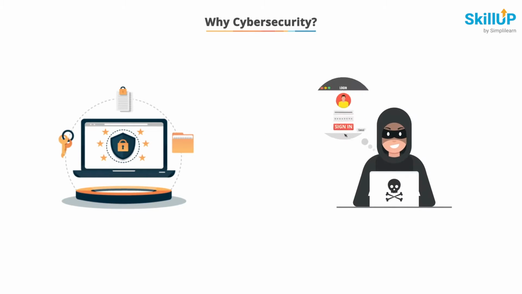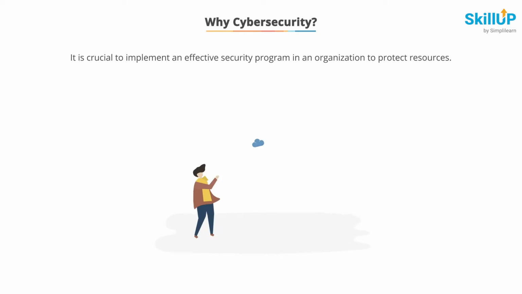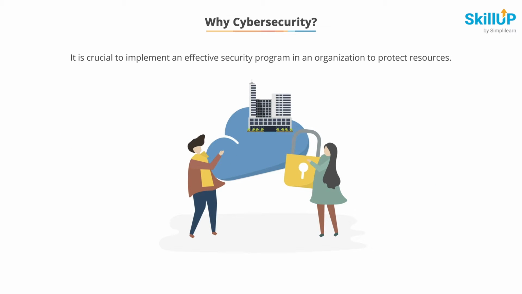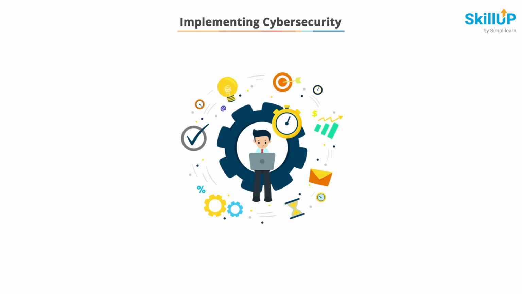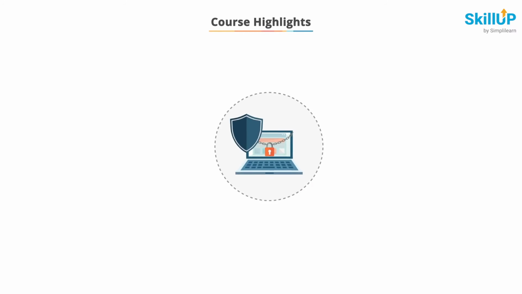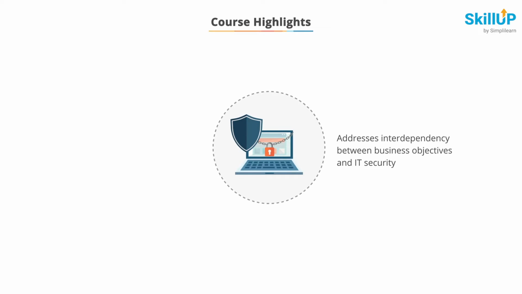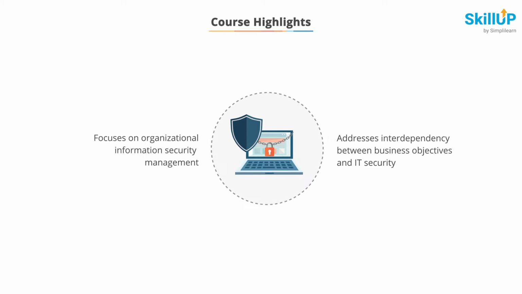Business information is an extremely valuable resource that must be protected. A business without adequate security will be attacked, but an overzealous security program can stifle business priorities, resulting in overall failure. Therefore, running an optimum and effective security program in an organization is of paramount importance. This requires total commitment from the top leadership, especially when cultural and programmatic changes are required. This course addresses the interdependency between business objectives and IT security. It focuses on the management of information security within an organization.